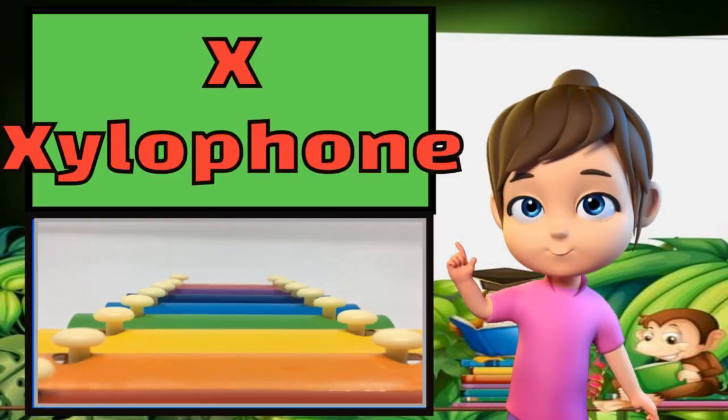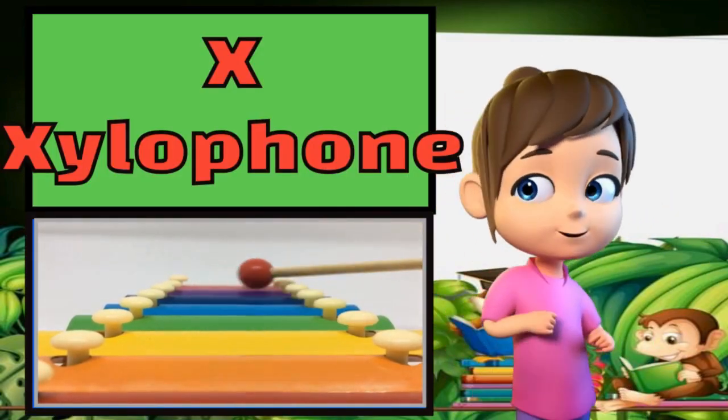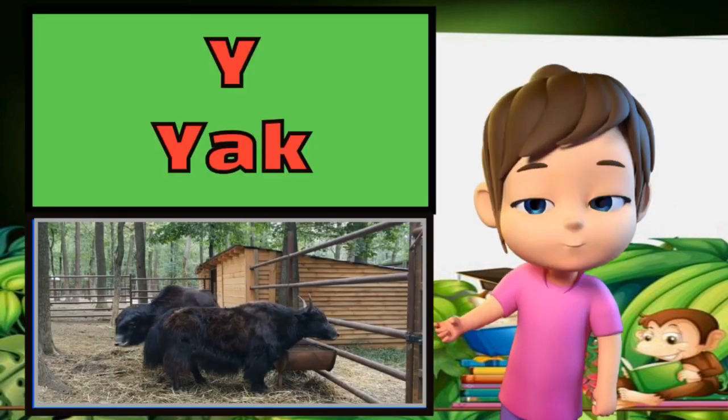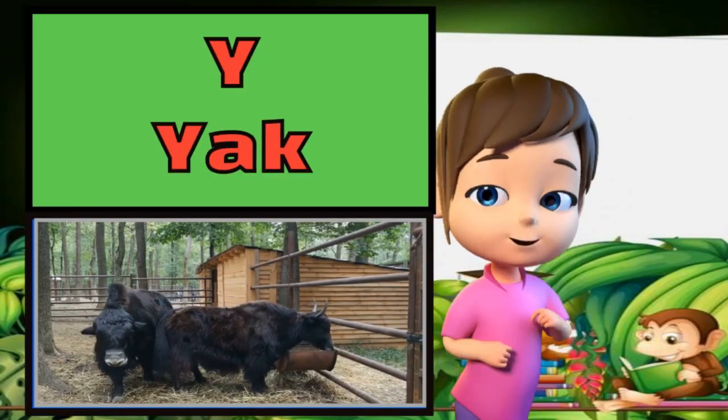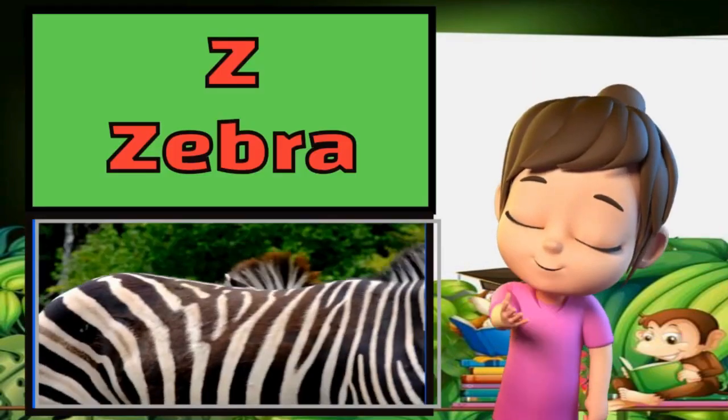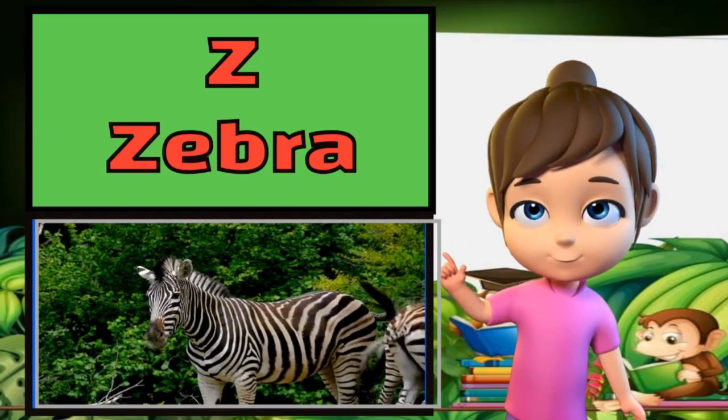X for xylophone, this is a xylophone. Y for yak, this is a yak. Z for zebra, this is a zebra.